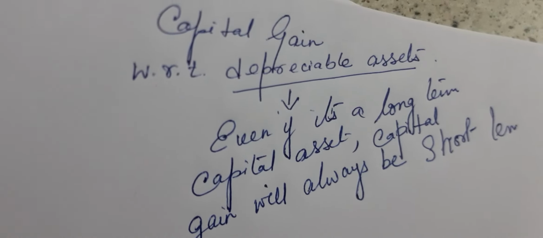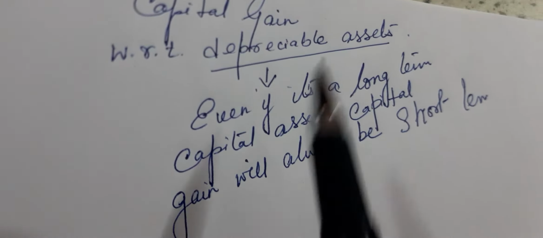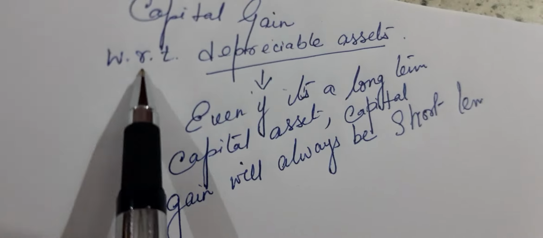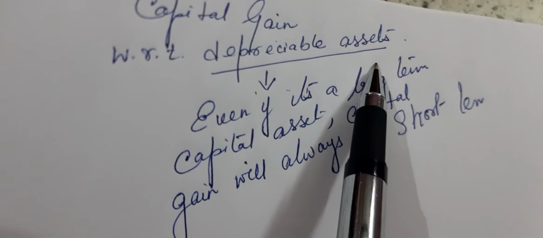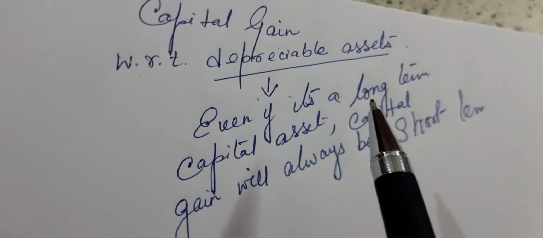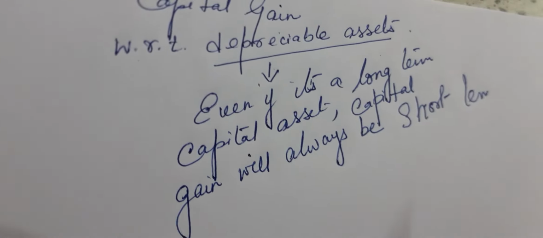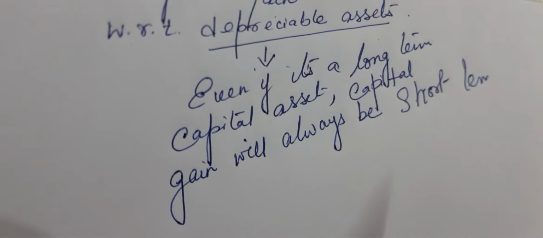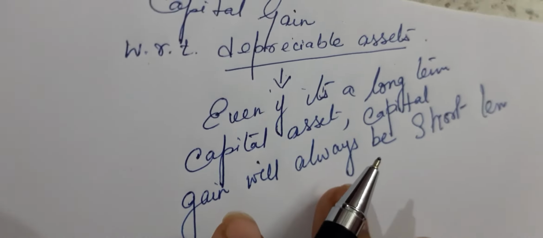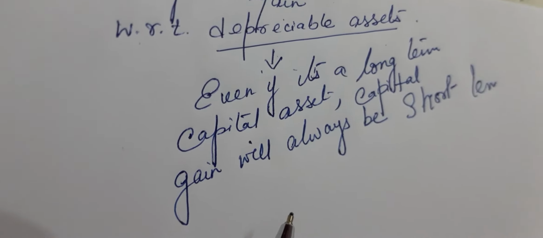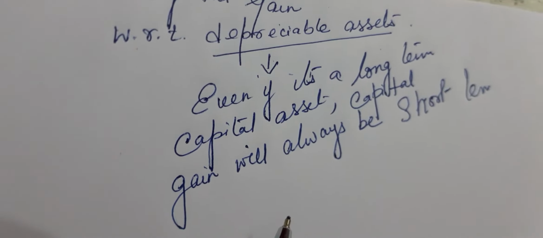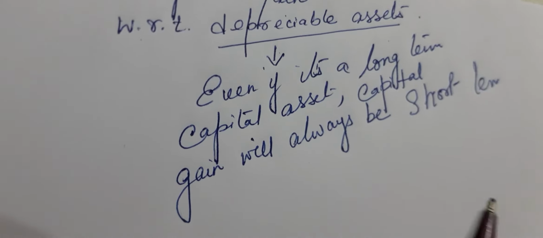Please have a look. Today we will do the remaining part of capital gain, that is capital gain with respect to depreciable assets. We know that assets are of two types, either they are long term capital assets or short term capital assets. In respect of a long term capital asset, my gain is always long term, and in case of a short term capital asset, my gain is always short term.